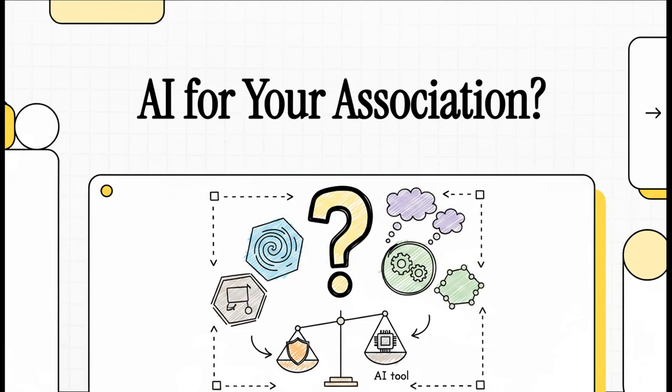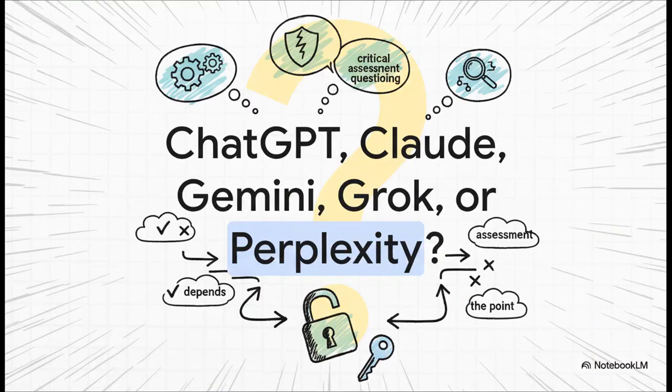Okay, let's just get right to it. It's the question on every association leader's mind right now. Which AI tool is the right one for us? And look, the honest answer is, well, it depends. But that's not a very helpful answer, is it? And really, it's not even the right question to be asking first. There's a much more critical question that, frankly, most associations are just skipping over completely.